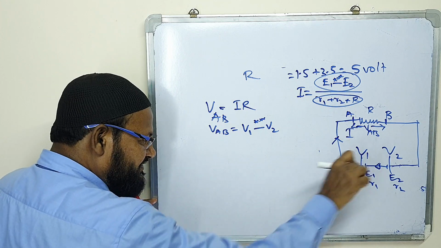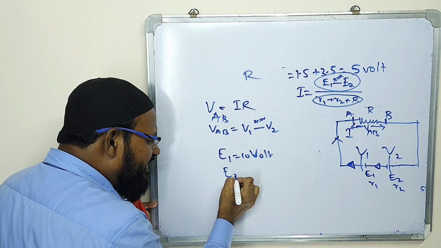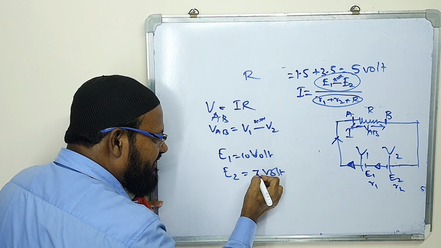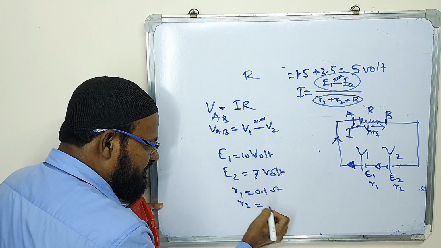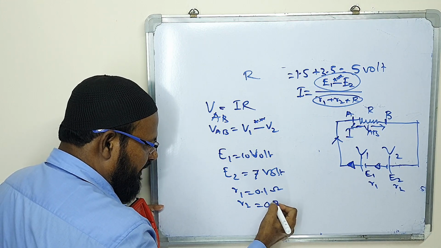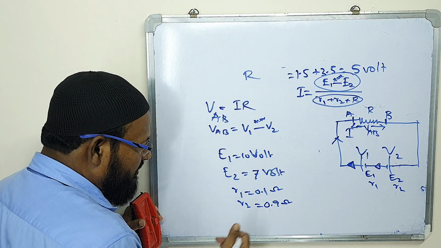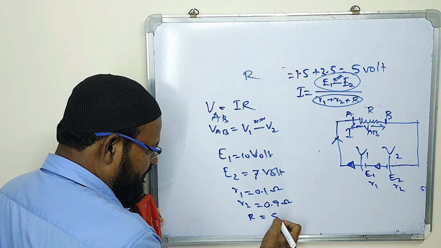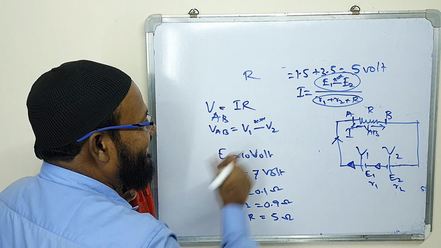Suppose here for this figure, E1 equal to 10 volt, E2 equal to 7 volt, R1 equal to 0.1 ohm, R2 equal to 0.9 ohm, and R, capital R, equal to 5 ohm. Please tell me what is the I equal to?